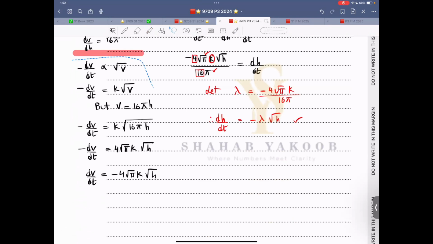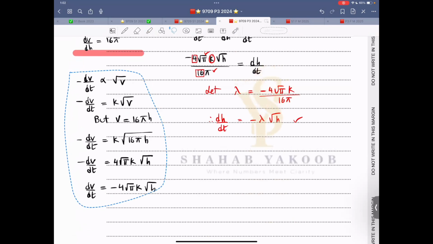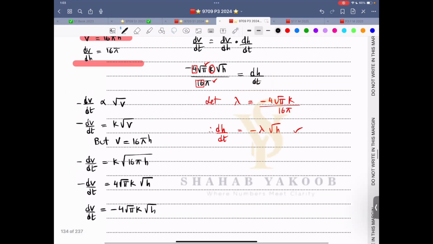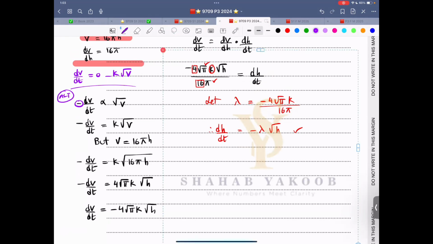Let me just add one more step. This is one way of starting. That is, the negative rate is this much. Or another option, that is dV by dt, that is inflow minus outflow. So that is k root V. That is another way of starting this. So this is one alternative, and this is the other alternative. That is the negative flow, that is proportional to volume. Why is it negative?